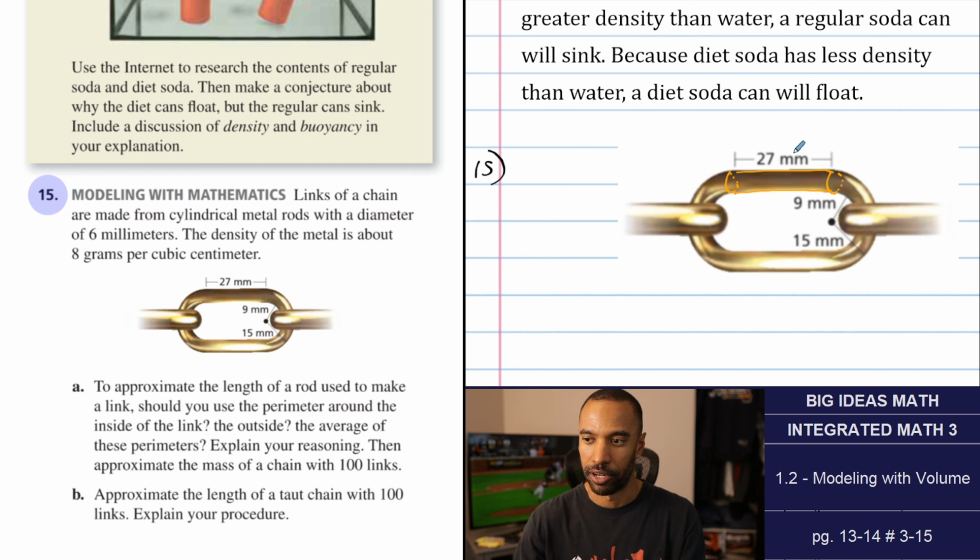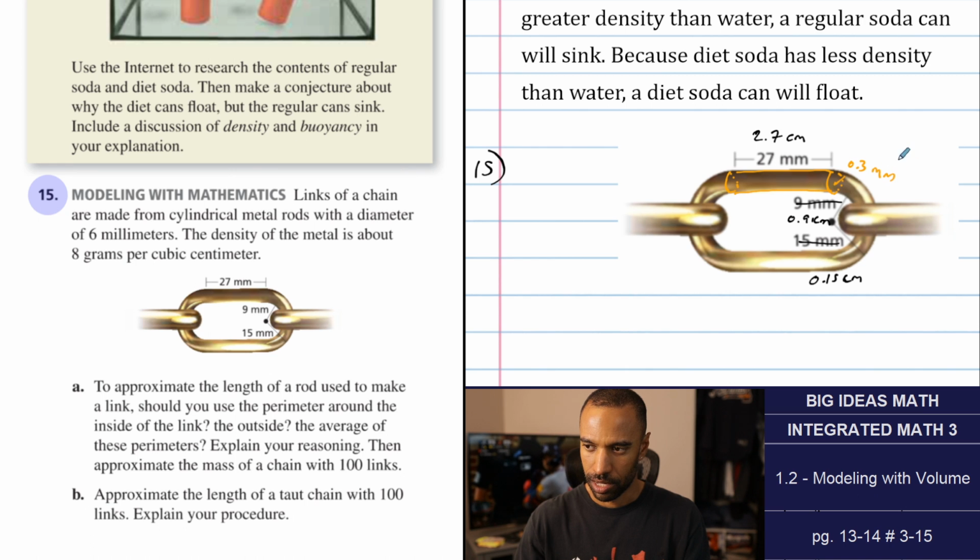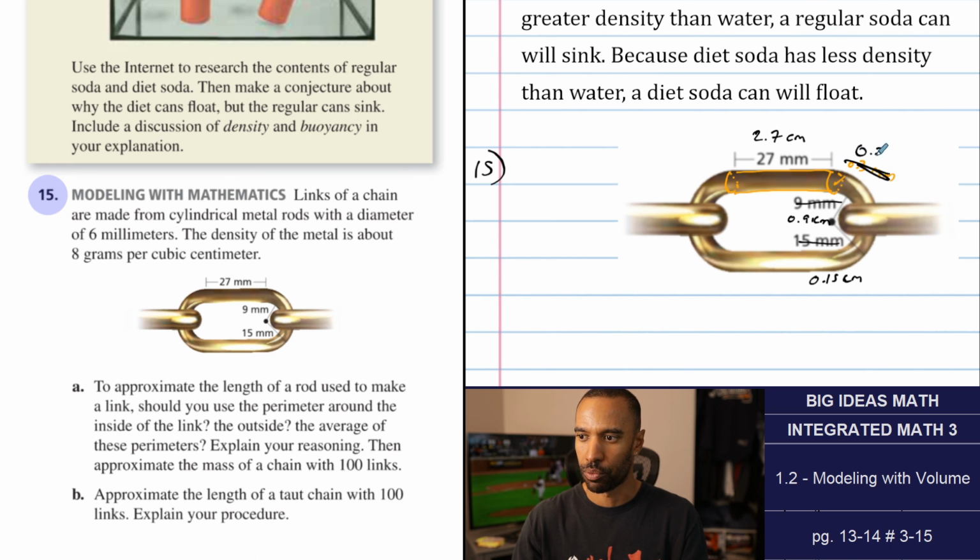Oh, now this is in millimeters, right? So 10 millimeters is 1 centimeter, so divide by 10. So you get 2.7 centimeters. I don't know how this is going to be used, with 0.9 centimeters and 0.15 centimeters, whatever that stuff is. What else did they say? Where's the diameter? 6 millimeters. So the radius is 0.3 centimeters. Okay, so there's a lot to take in.